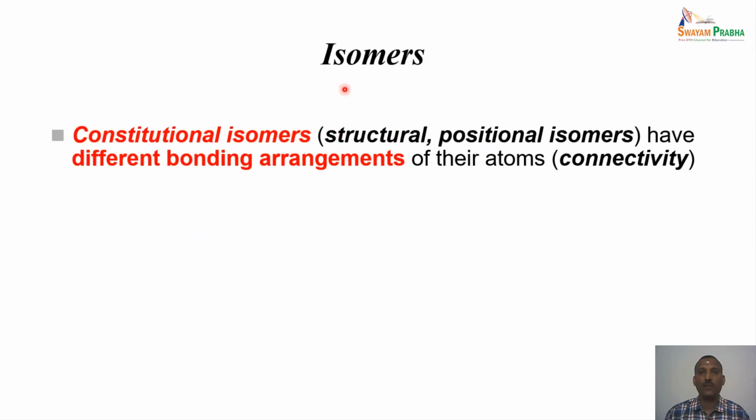We will start with a very basic fundamental thing, that is isomers. So what are isomers? Isomers are generally divided into two broad categories. The first one is constitutional isomers, which include structural and positional isomers. They have different bonding arrangements of their atoms. In other words, only the connectivity will be different in these kinds of constitutional isomers.